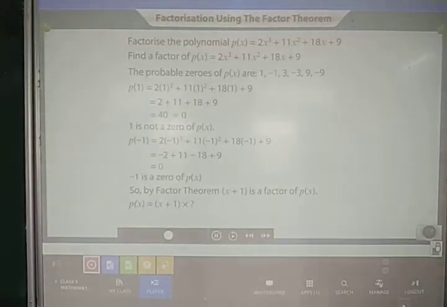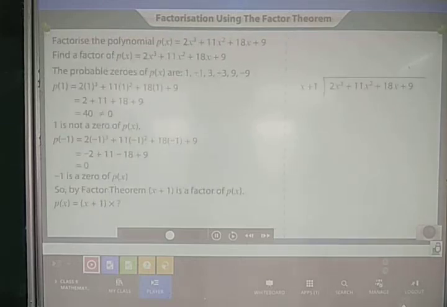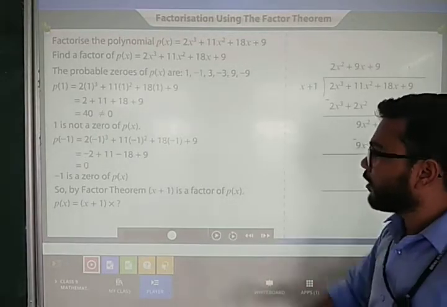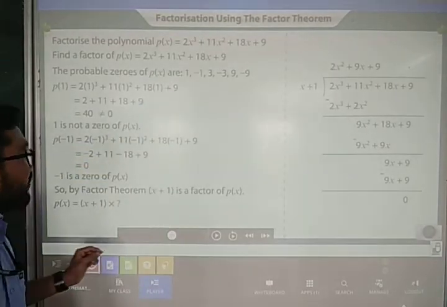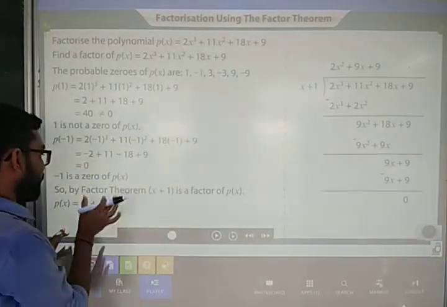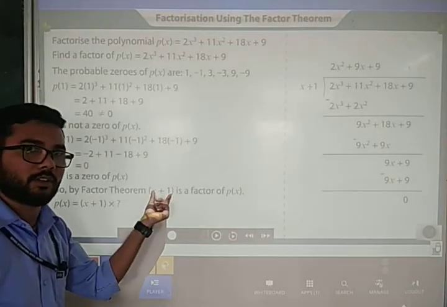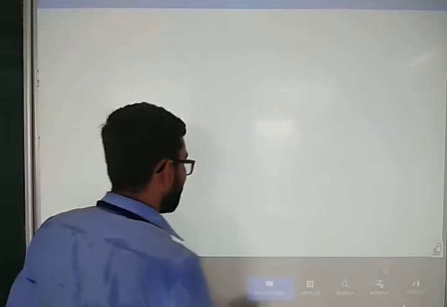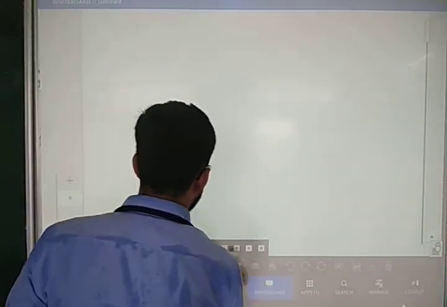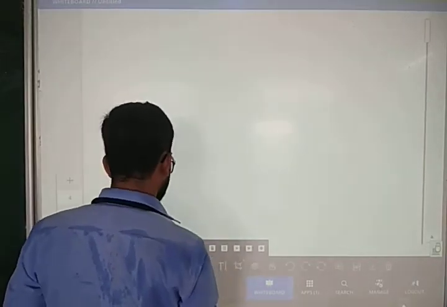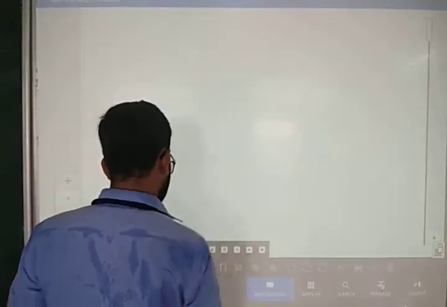What will be the other factor of p of x? To find out, let us divide the given polynomial by the first factor x plus 1. So to find the other 2 factors of this polynomial, you need to divide it by the obtained factor, x plus 1.